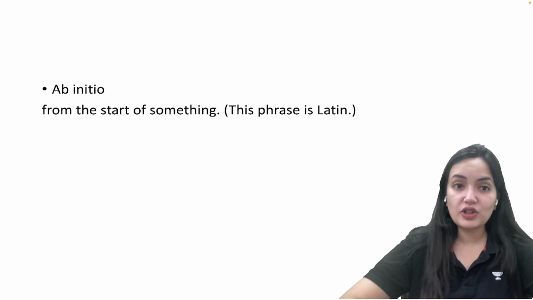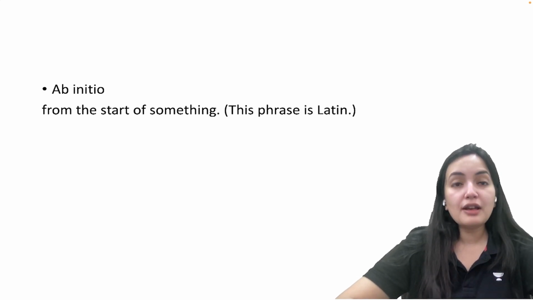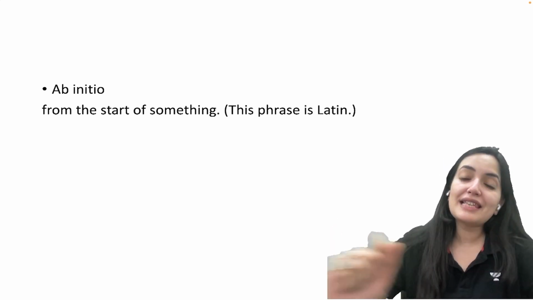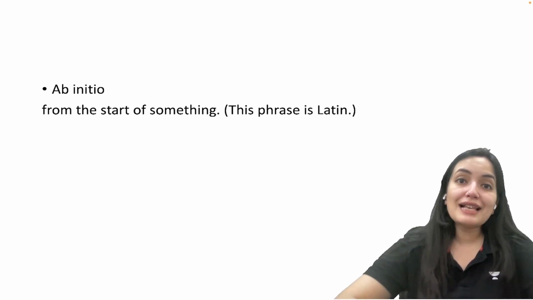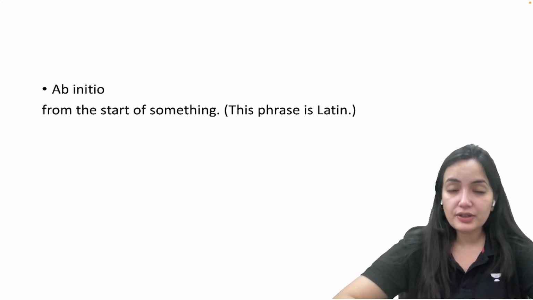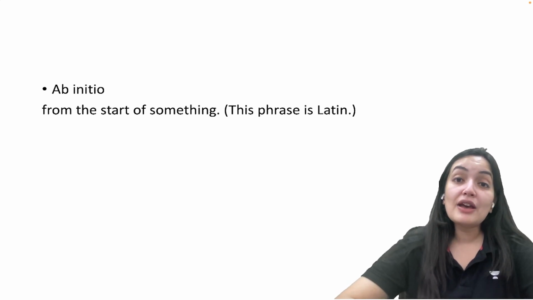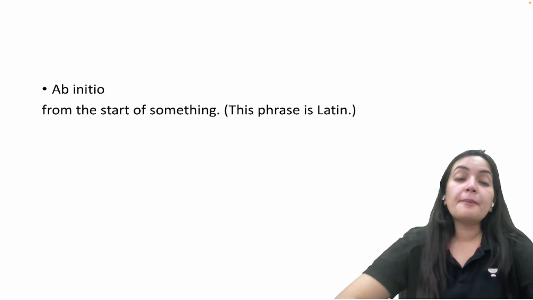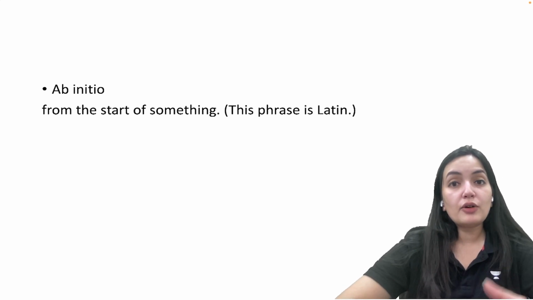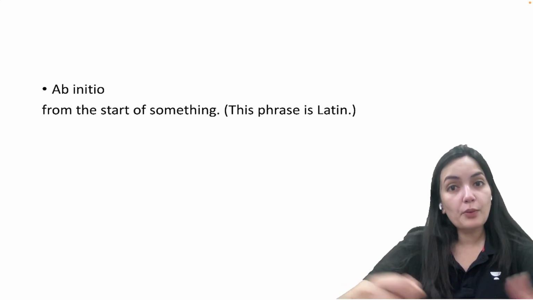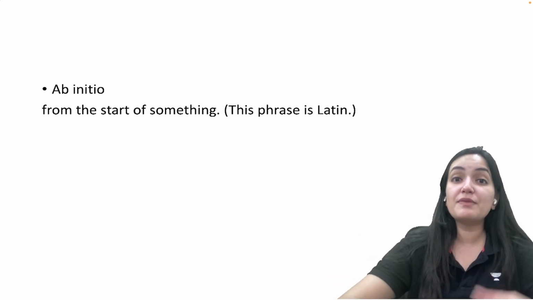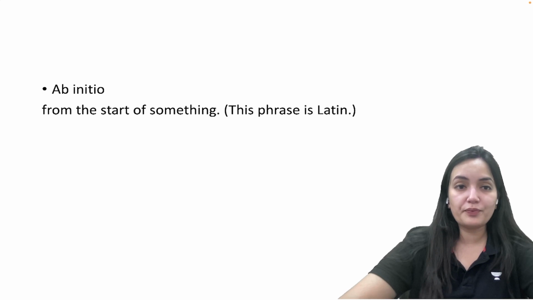Next is ab initio. Ab initio is a Latin word and it means from the start of something, since the inception. It is commonly used as void ab initio in contracts. So void ab initio means that the agreement was void since the very beginning. It was not a valid agreement. And for example, a contract with a minor is void ab initio. So it is void since the beginning, since the inception, from the start of something is ab initio.